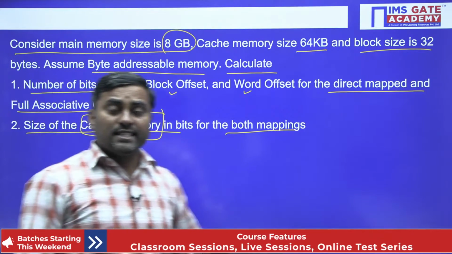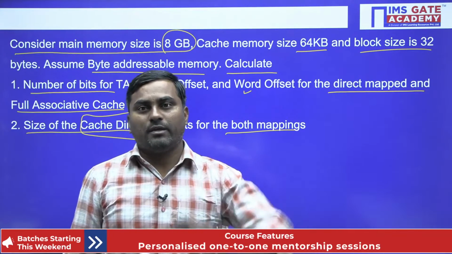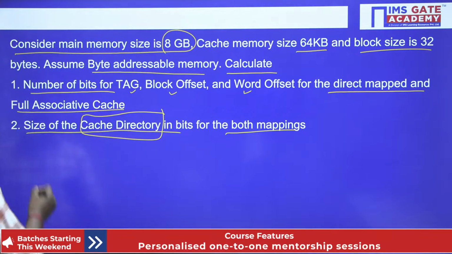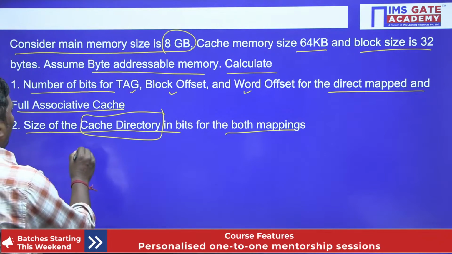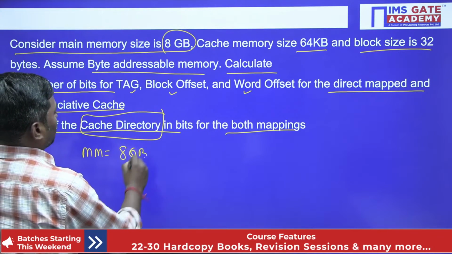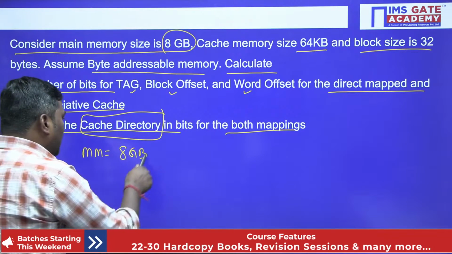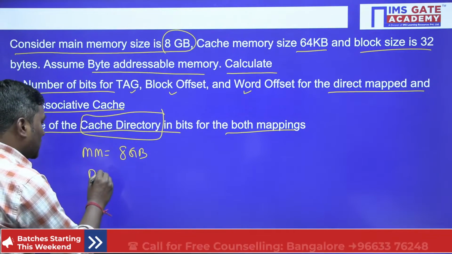They are asking for an extra thing, the cache directory, which we will also observe. But in this case, they did not give the physical address, so it needs to be calculated. Look carefully, all of you. What is the main memory size? Main memory size is 8 GB, and they said byte addressable memory. So from the 8 GB main memory, we can get the physical address.